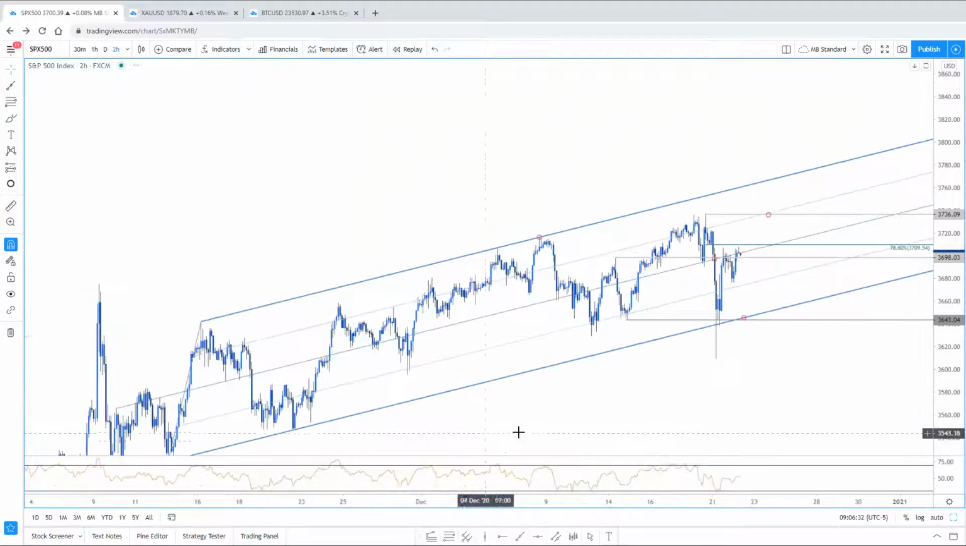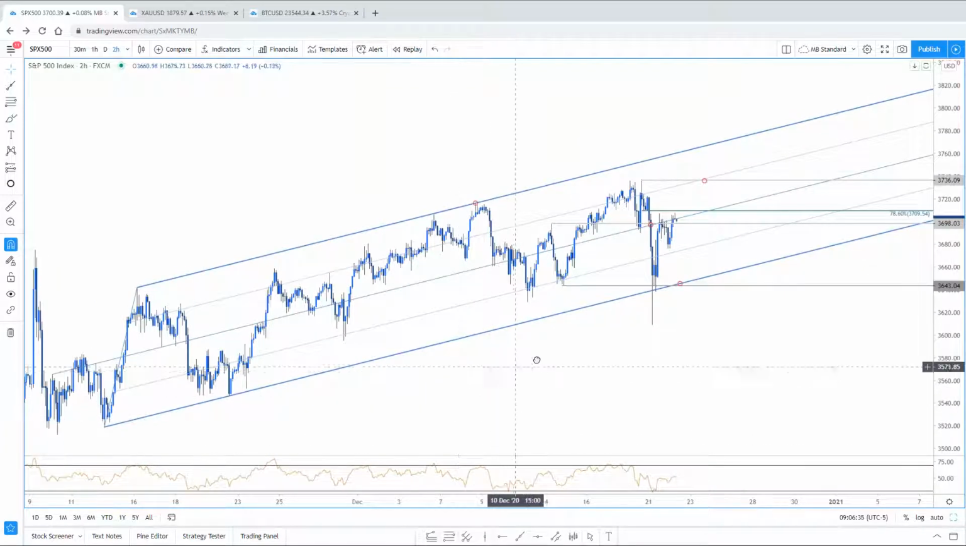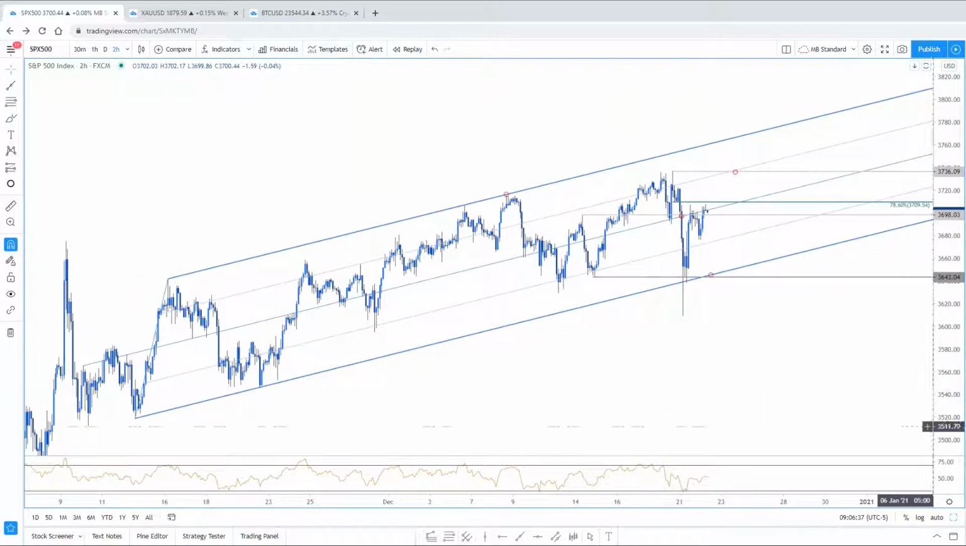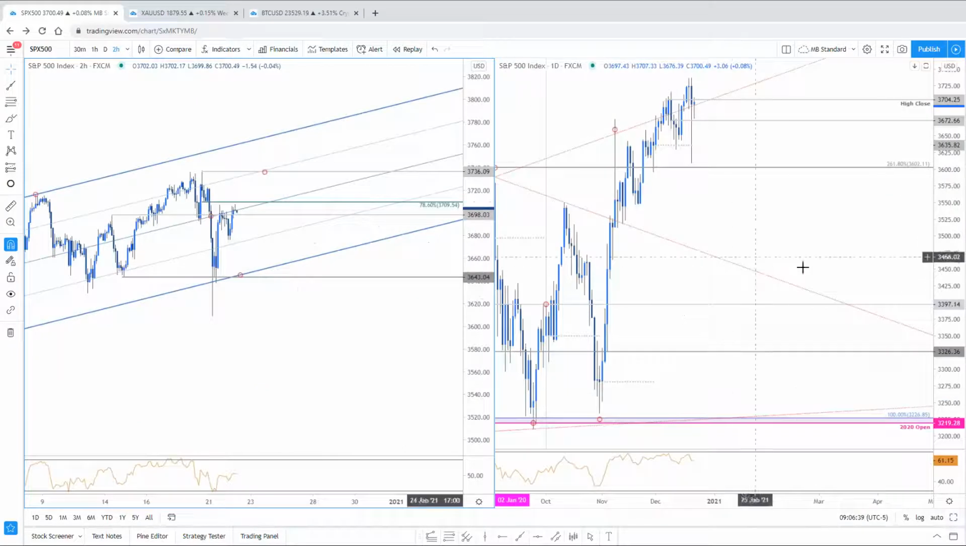Insane, right? It's insane. Keep your eyes on that. Still think the risk is for a larger setback.